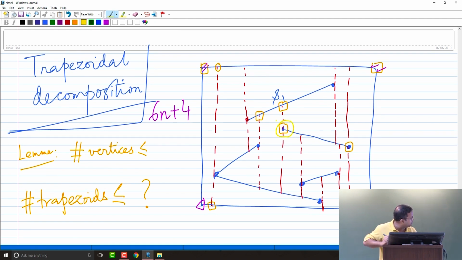This yellow color, can you see from the back? No. No. Okay. Yellow is not good, red is good.